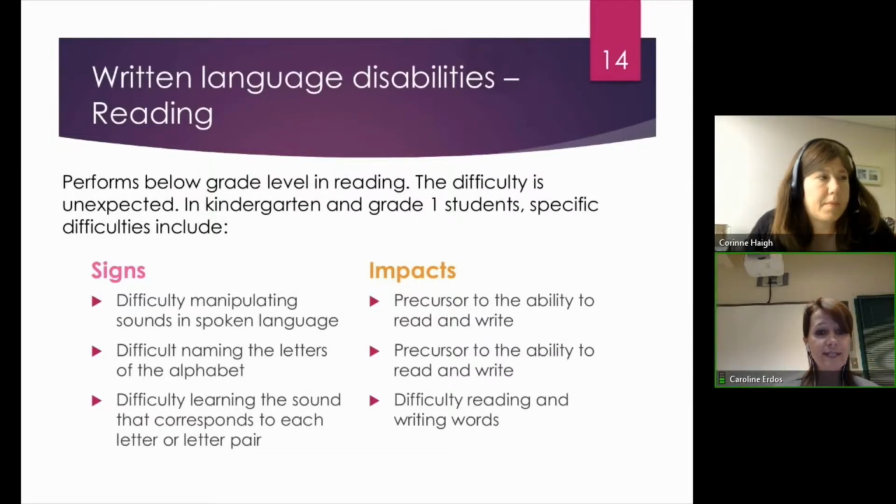They'll have difficulty naming the letters of the alphabet. These are children who are going to arrive in kindergarten and know very few letter names. And then when we try to teach them letter sounds, they're going to struggle remembering the letter sounds. And the impact of that is that those are all the precursors of written language. So they're going to be struggling with some important building blocks.